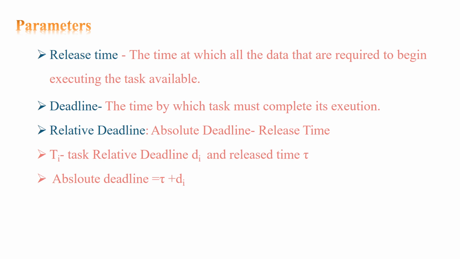The relative deadline. What is the relative deadline? How to calculate the relative deadline: absolute deadline minus release time. So when you consider a task Ti, the relative deadline is Di and the release time is tau. The absolute deadline is tau plus Di.